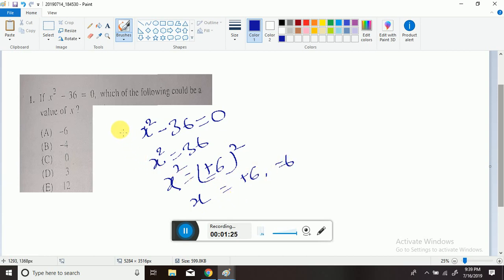Now we have to look at the options. If the options are plus 6 and minus 6 both, then we may get confused, but the option is given very clearly that x equals minus 6 only is with us. So option A, x equals minus 6, is our correct answer. It's a normal algebra problem that you can solve.